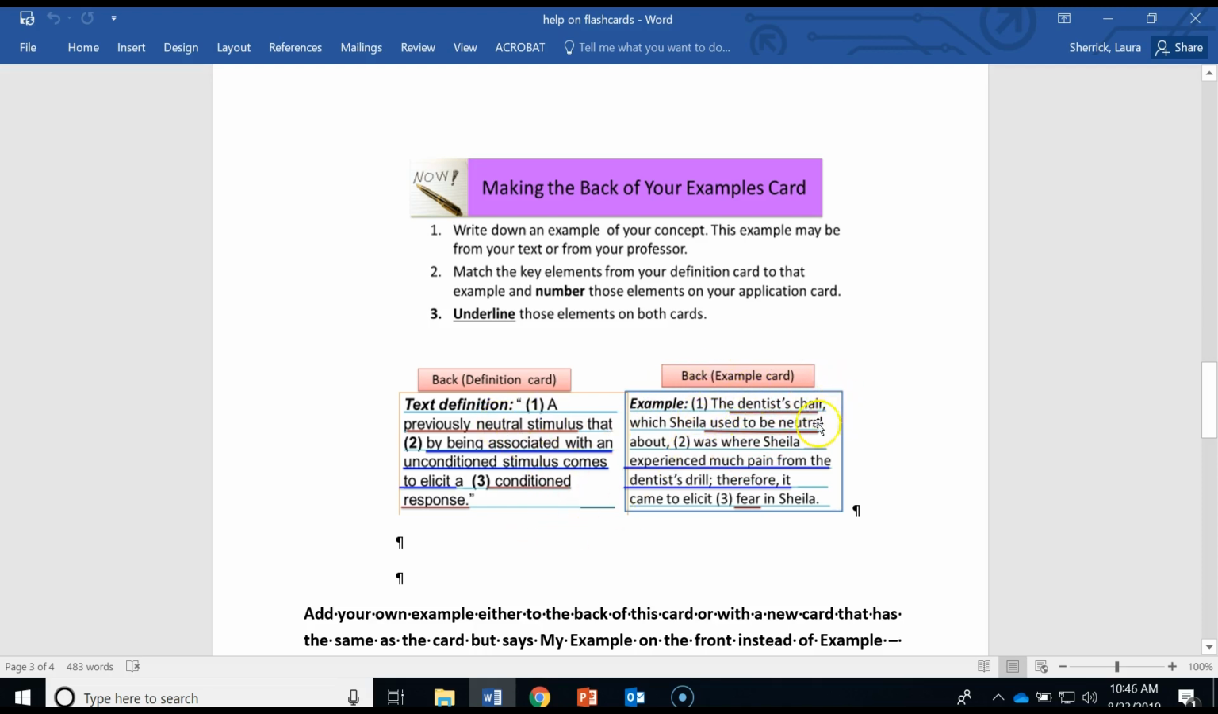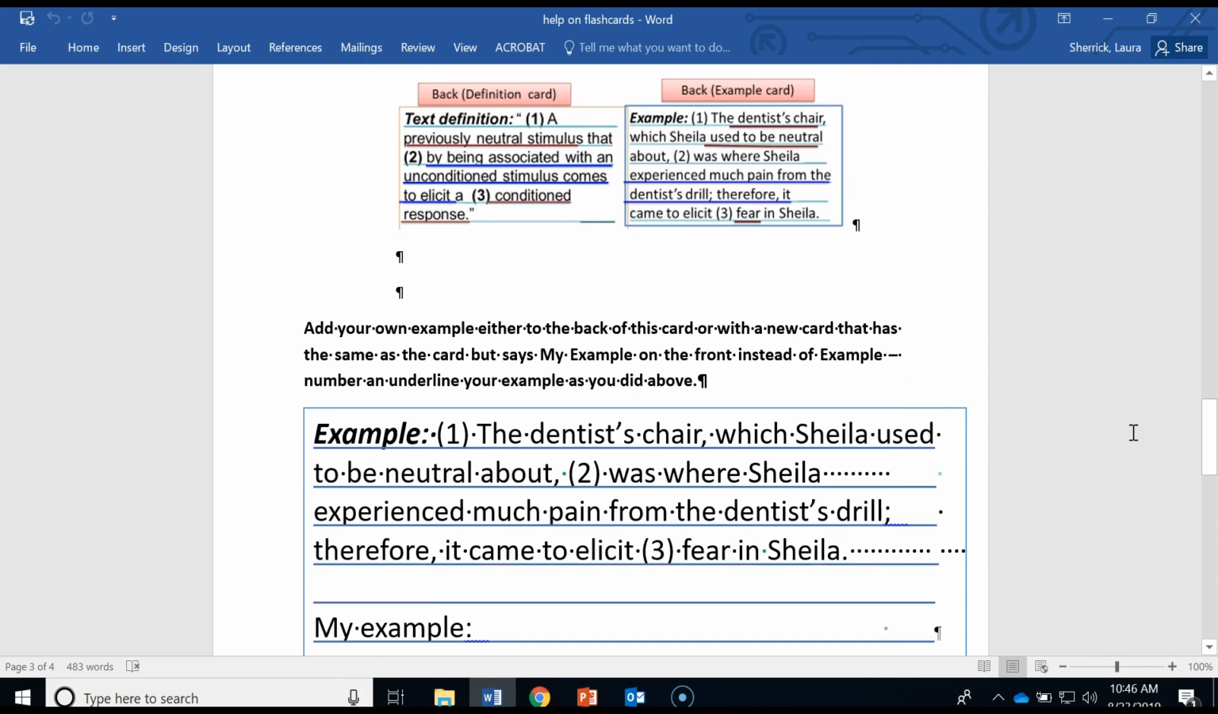So the dentist chair was the neutral stimulus, part 1. Sheila experienced much pain from the dentist drill. That's part 2. It's associating with the unconditioned stimulus. And then the last part is what was the conditioned response? It was the fear in Sheila. So make sure that if you use an example, you do underline and identify the key elements, again, to relate directly back to your definition card.